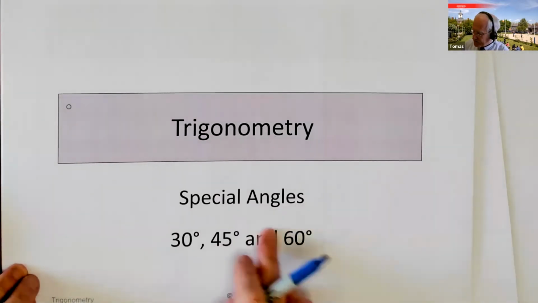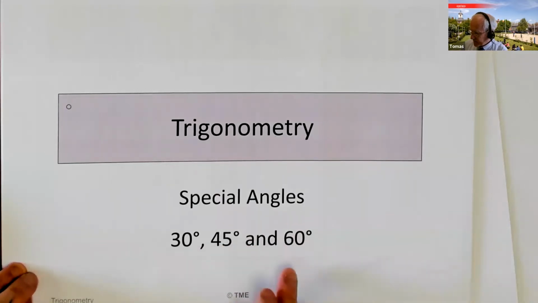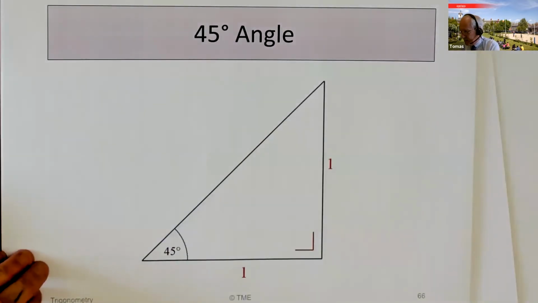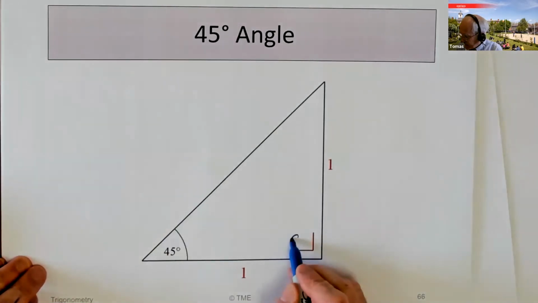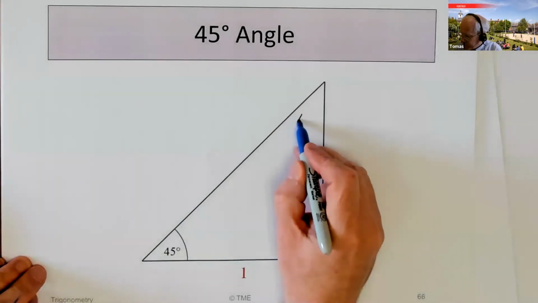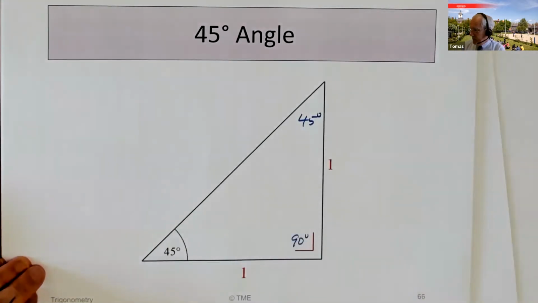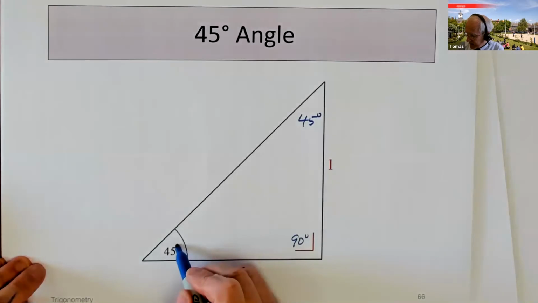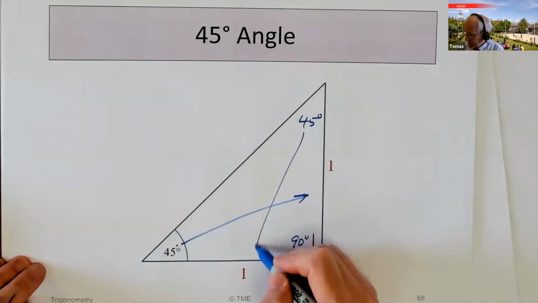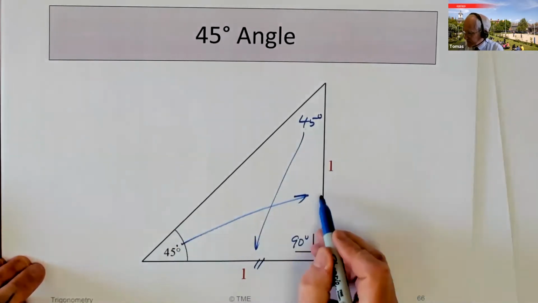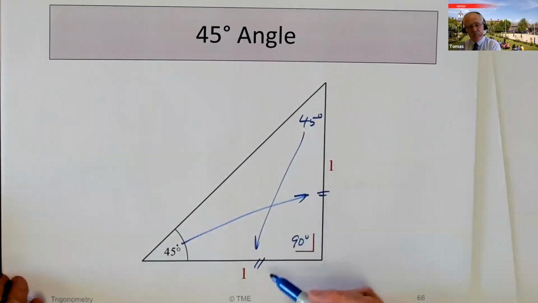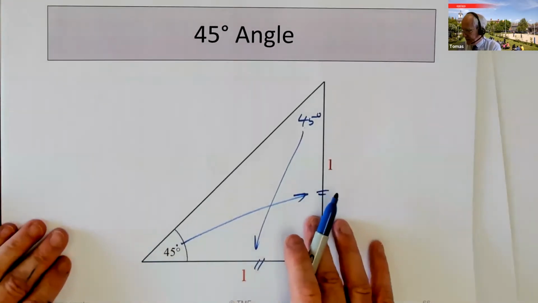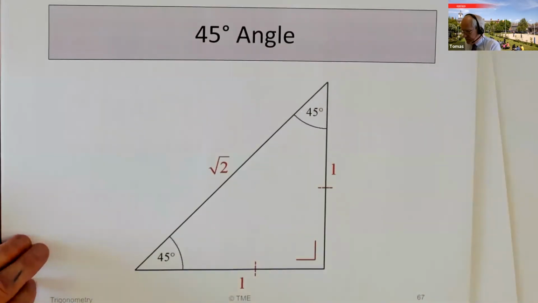Now I'll just go back through some special angles. There's a 30, 45 and a 60-degree angle. The 45 is very handy because if this is 90 and that's 45, this must be 45. So if these two angles are the same, the lengths of the sides opposite must be the same. So they must be 1. So that must be an isosceles triangle.